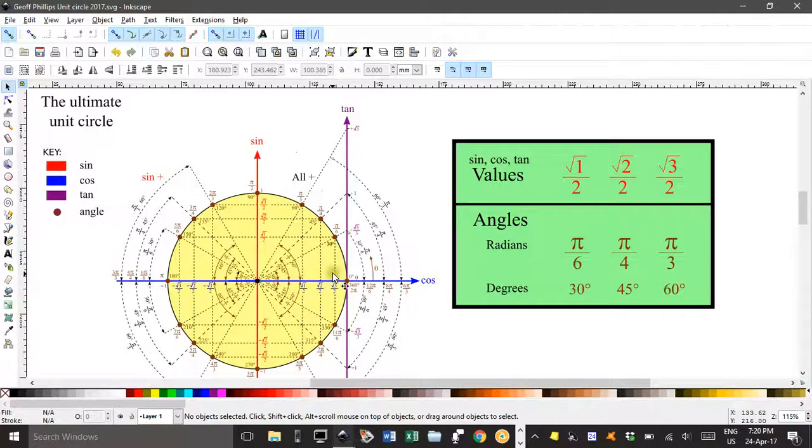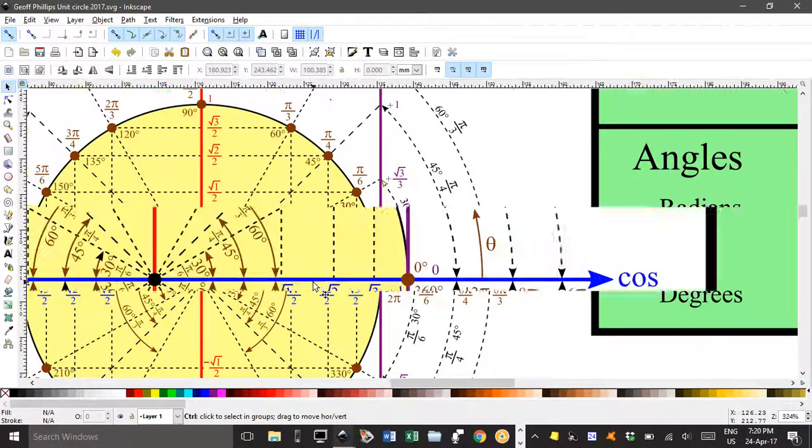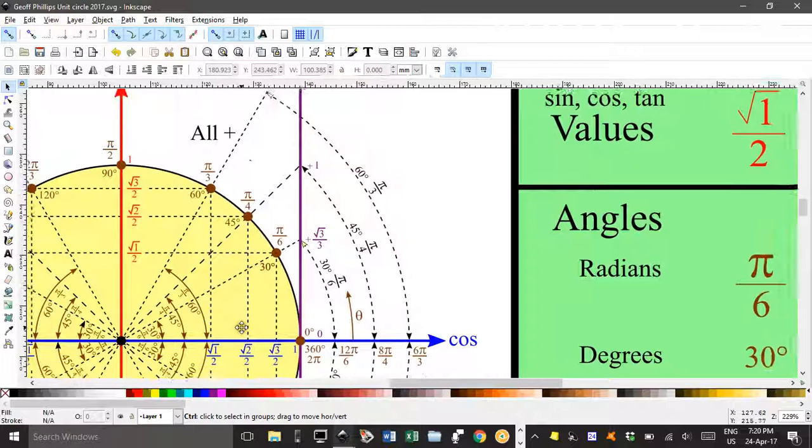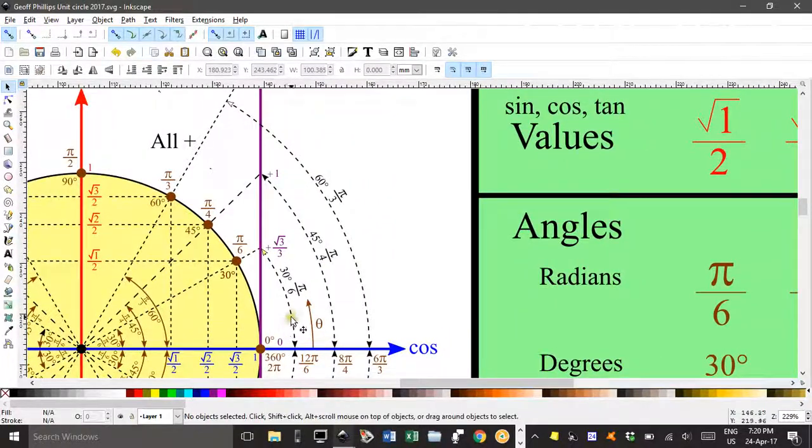Now I'll just zoom in, scroll wheel and mouse up to zoom in. If you wish to use this Inkscape file, I'll include a link to it in the video description.